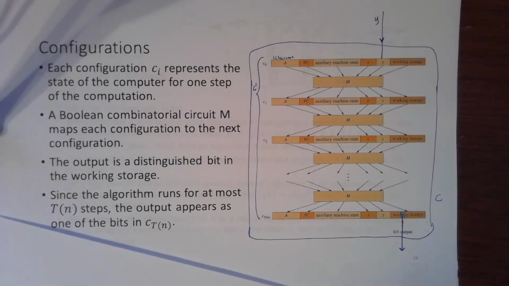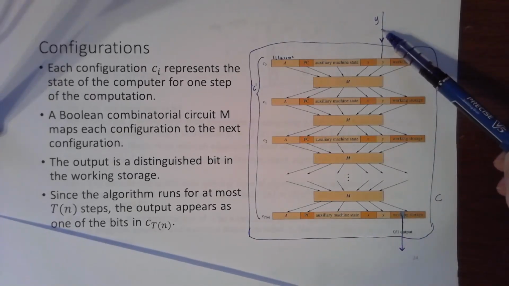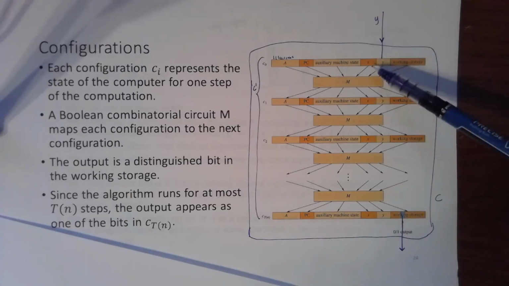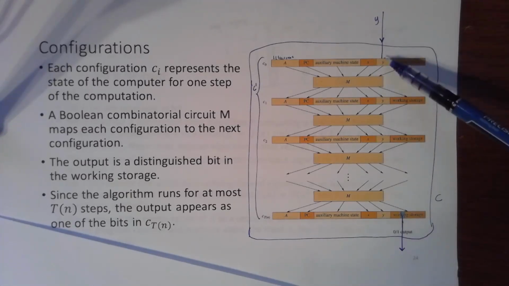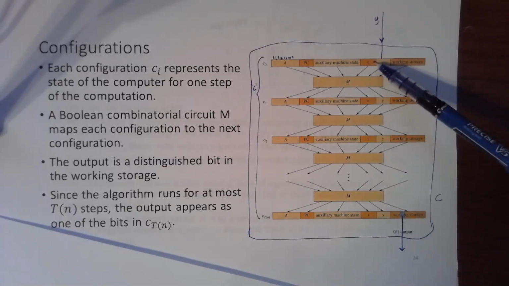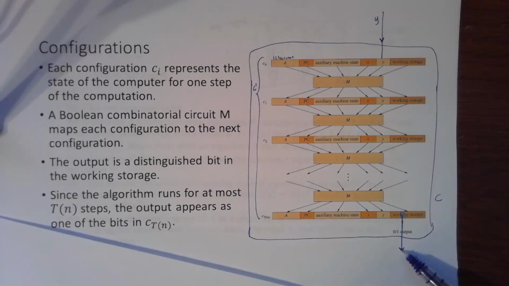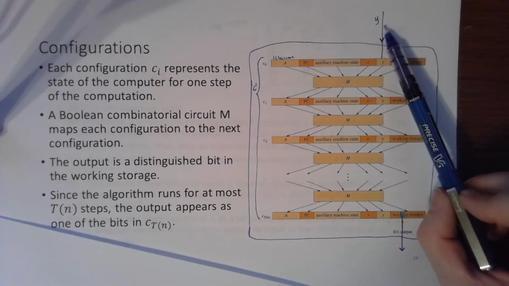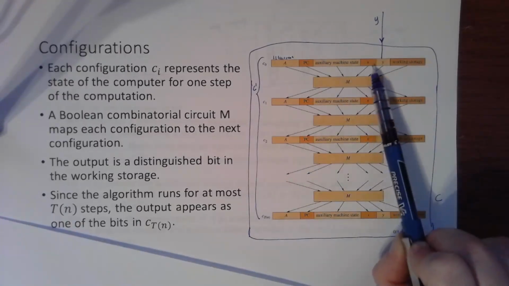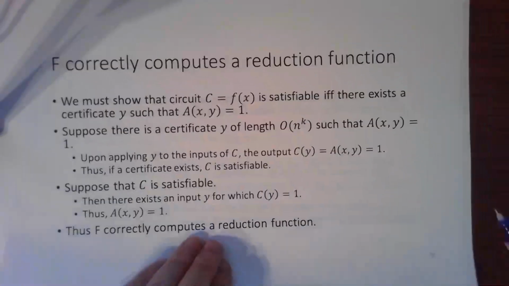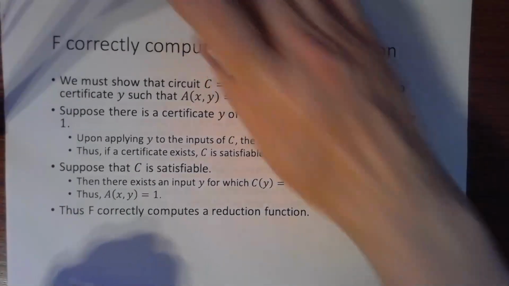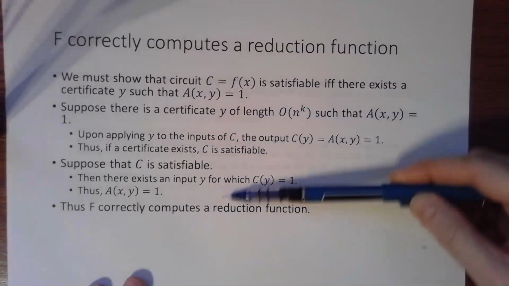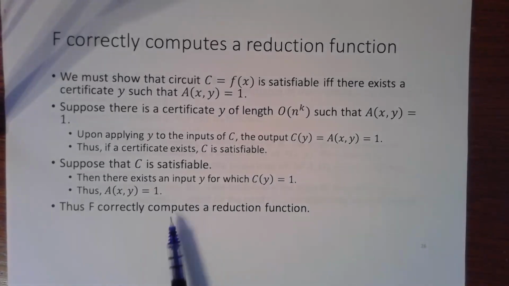Let's say there isn't any possible certificate that can be produced for X. No matter what Y we put in there, there isn't a certificate for X, so it will always output a 0. So this circuit is satisfiable only when there is a certificate that is valid for X. So that's what this is all saying. So f does correctly compute a reduction function.